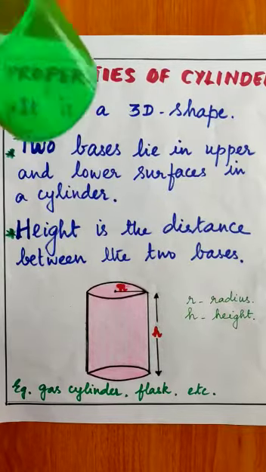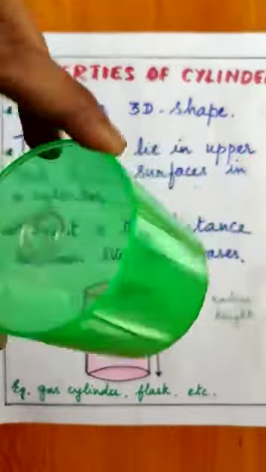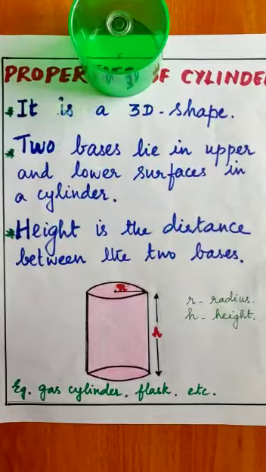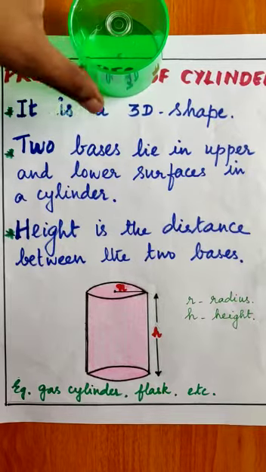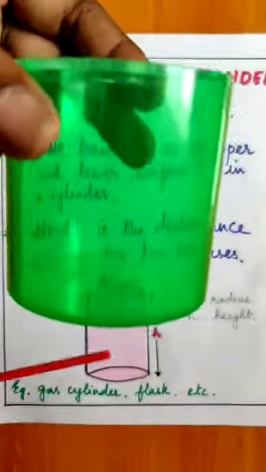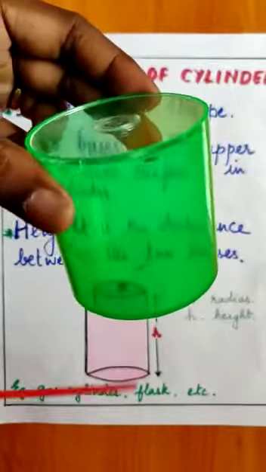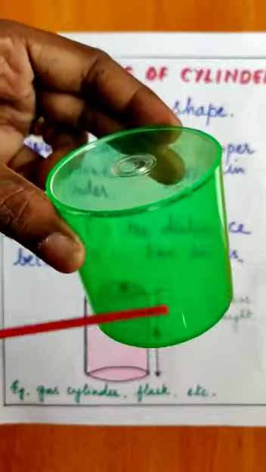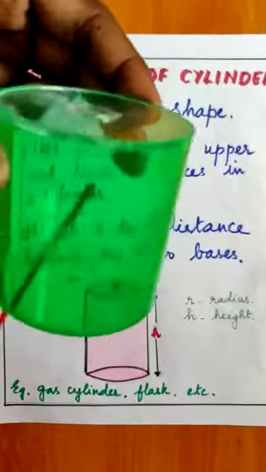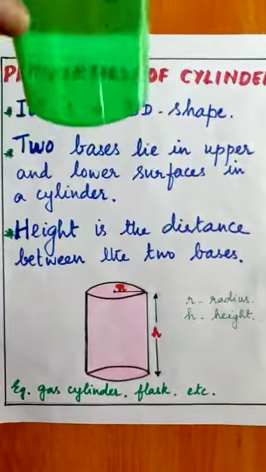Properties of cylinder. Can you see a cylinder? Yes. A cylinder is a three-dimensional solid that contains two parallel bases connected by a curved surface. So here in the cylinder, you can see there are two circular bases and these two circular bases are connected by a curved surface. Is that clear?